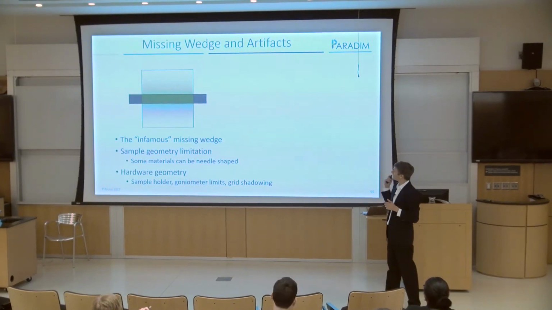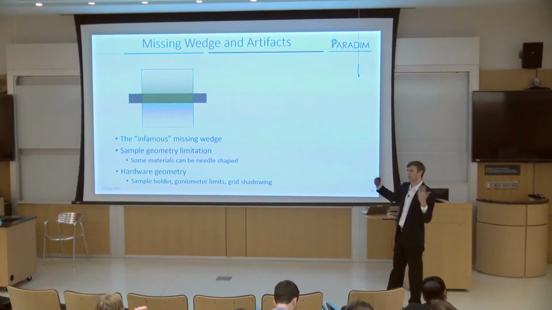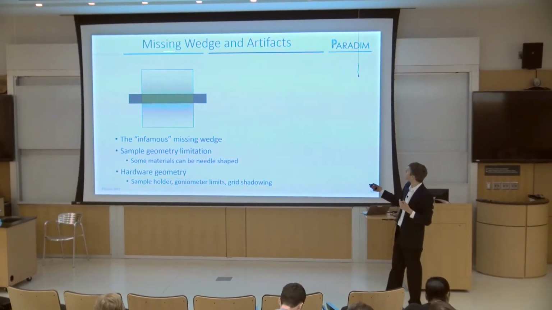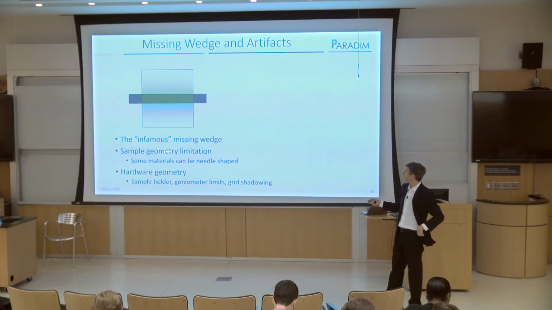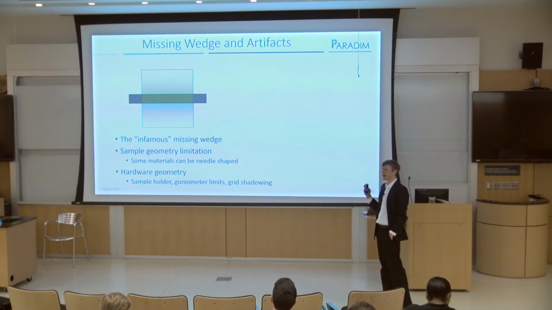Okay? But the missing wedge is a problem, right? So I'm going to talk a little bit about the theory behind that. I have to get back to theory a little bit here. So the missing wedge and artifacts of that. I like to call it the infamous missing wedge, because everybody's heard about it. But what does it actually do?